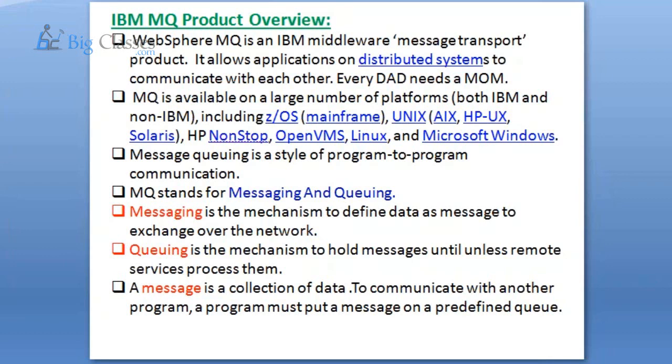See here, messaging is the mechanism to define data as a message to exchange over the network. Developers are going to implement MQ API, right? Then programs can define data as messages to exchange with the remote application over the network. Queuing is the mechanism to hold messages until remote services process them.